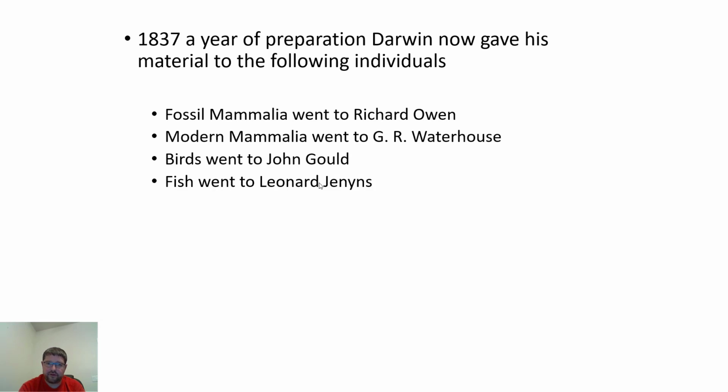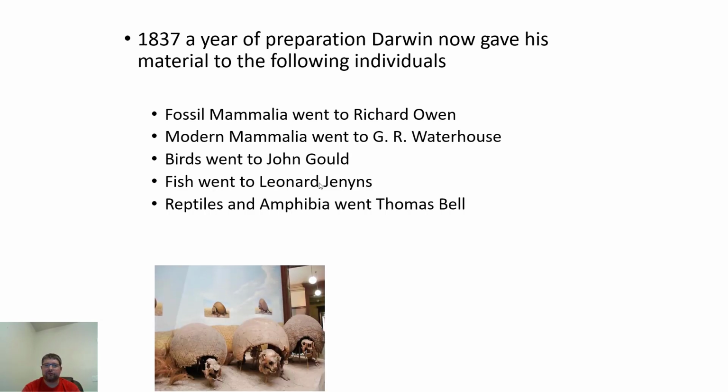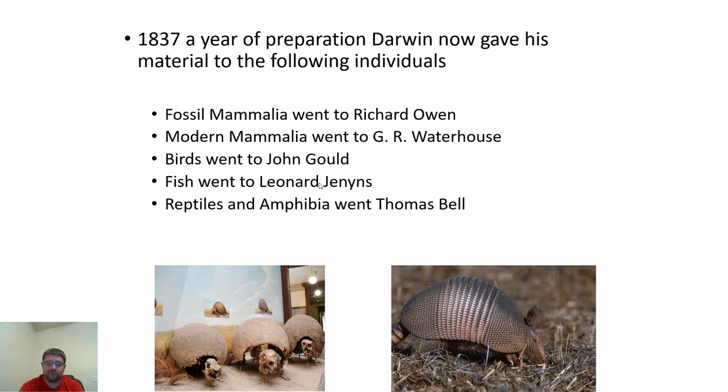Fish went to Leonard Jennings. Okay. Reptiles and amphibians went to Thomas Bell. And Darwin controlled the insects. So Darwin kind of took a key liking to identifying insects, and so he did a lot of the work with insects. Okay. And so there was lots of things that he found, lots of extinct mammals that went to Owen, like these are Glyptodonts.